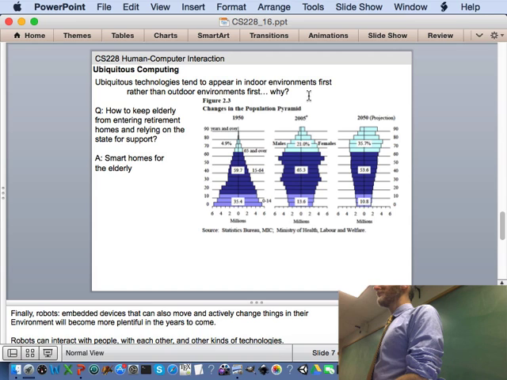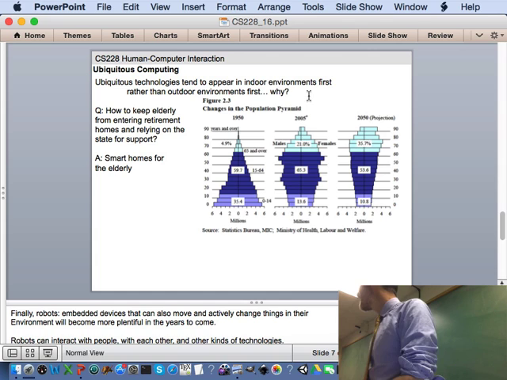Yes, so females are increasing their longevity at a faster rate than males. Both are increasing their longevity, but there is a gender difference here. What else? The percentage of elderly is increasing significantly compared to the rest of the population. Absolutely, right? So let's have a look at this projection for 2050.